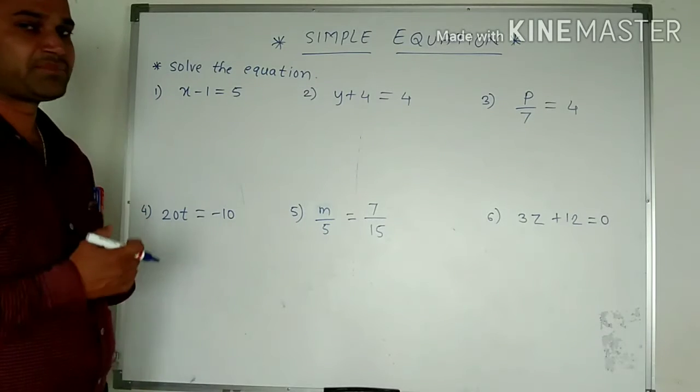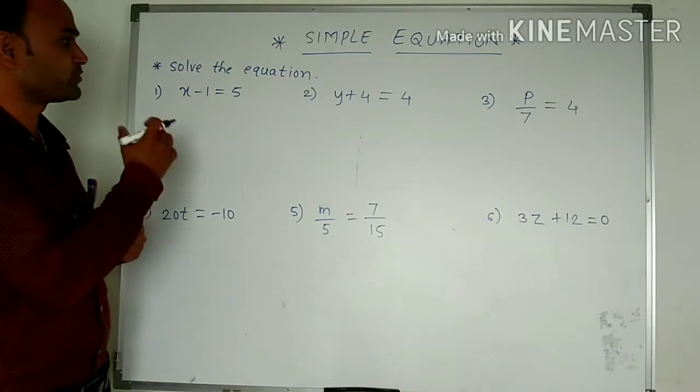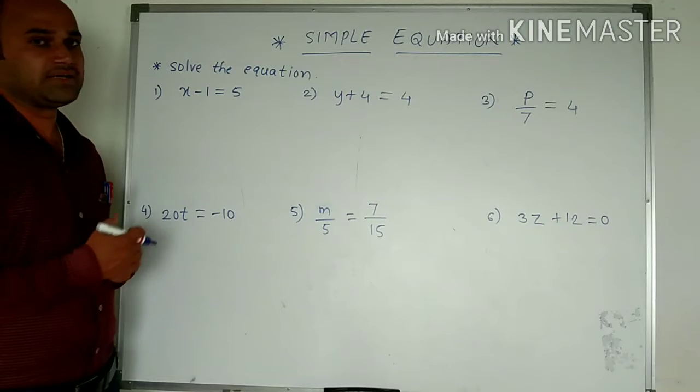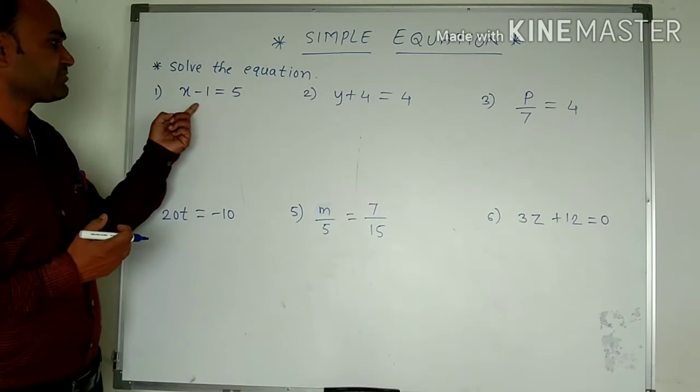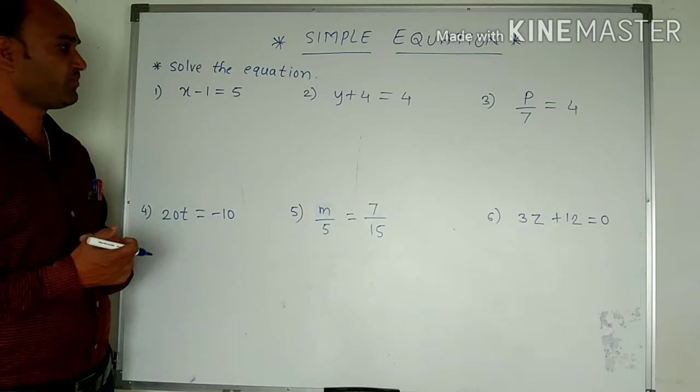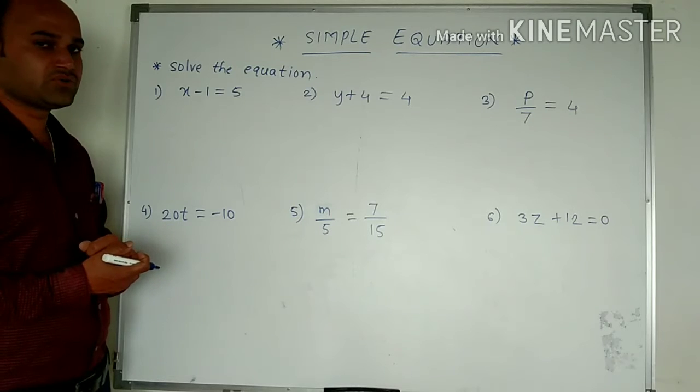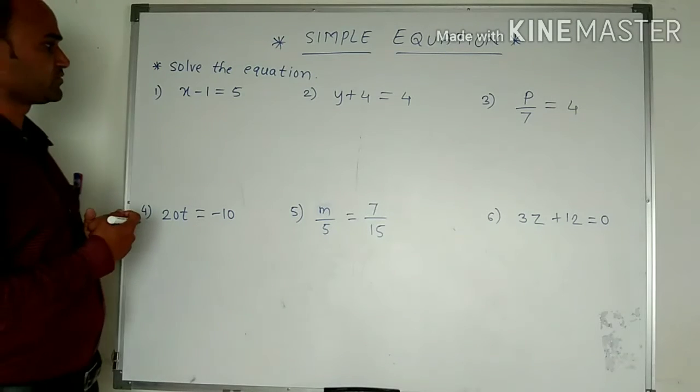Solve here some of the equations. How to solve? We have to simplify all these equations. Let me see here one by one. First, it is the equation. It is given x minus 1 is equal to 5. Let me see how to solve this one.